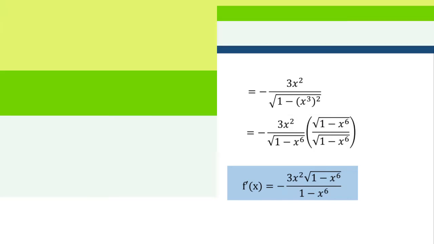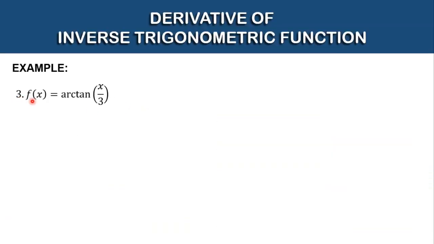For our example number 3, we have the function f of x is equal to arctangent of x over 3. So dito gamitin natin yung formula na arctangent of u is equal to u prime over 1 plus u squared. Then maglet lang tayo ng values. U is equal to 1/3 x. So 1/3 x is equal to x over 3. Inihiwalay lang natin yung fraction dun sa variable upang mas mabilis makuha yung derivative niya. Then for u prime, the derivative of 1/3 x is 1/3 only.